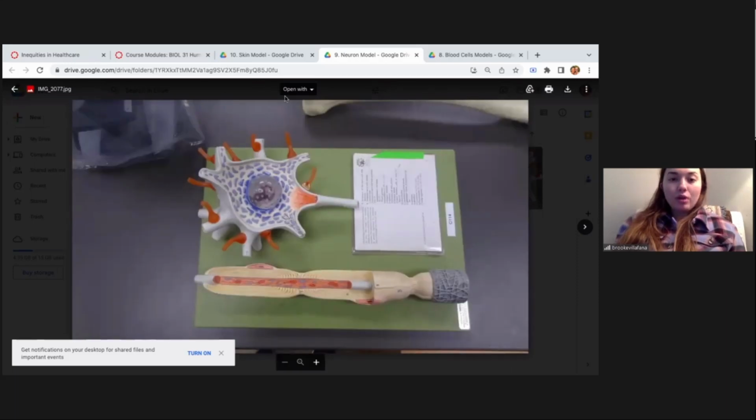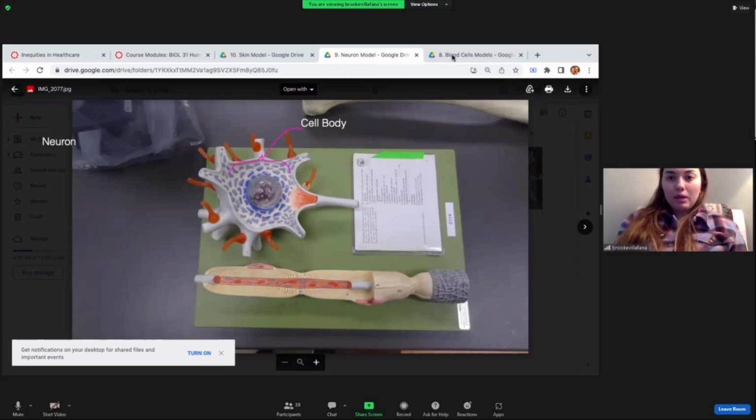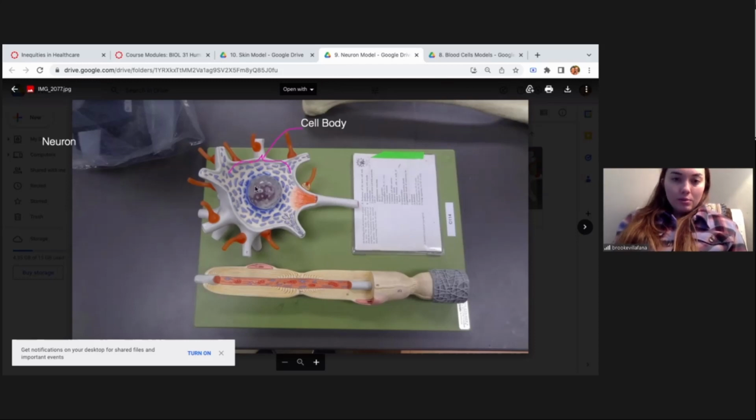Okay, so for the neuron, what do you need to know? Again, this entire model would be the neuron, and then what are the different parts? The centermost part of the neuron, this whole area, would represent the cell body. I love this pink. This would be your, I'll just write N-U-C, nucleus, right? Everybody kind of knows nucleus now.